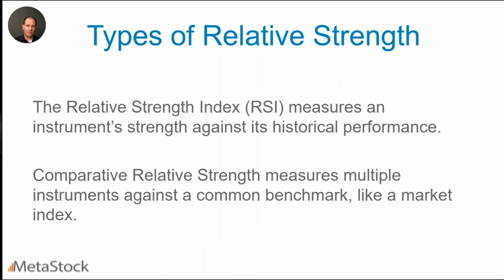So finally, the last thing I want to talk about is external relative strength. But first, I think it's important to talk about what relative strength is and the different types of relative strength. So firstly, the relative strength index, the RSI, measures an instrument's strength against its historical performance. Okay, so that's the standard RSI. Comparative relative strength measures multiple instruments against a common benchmark, like a market index. Okay, so that's saying, well, how's Apple performing against the S&P 100? That's a comparative relative strength.